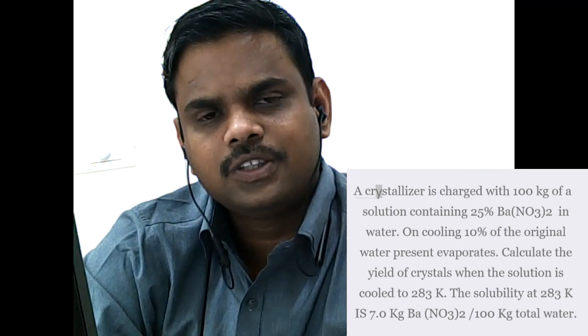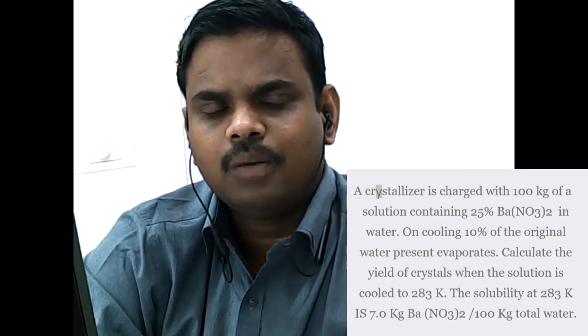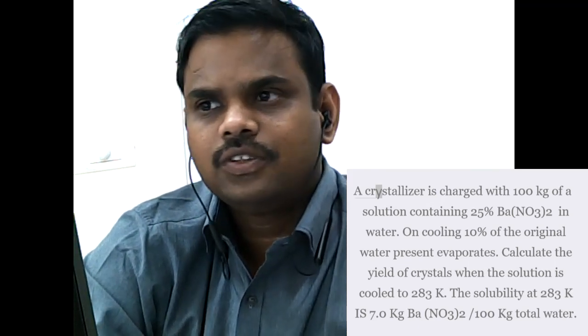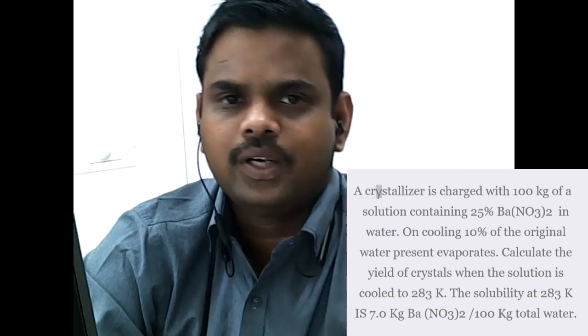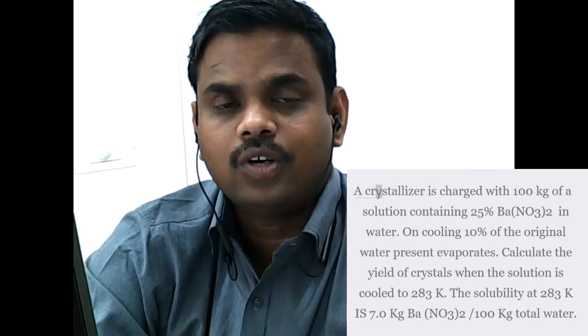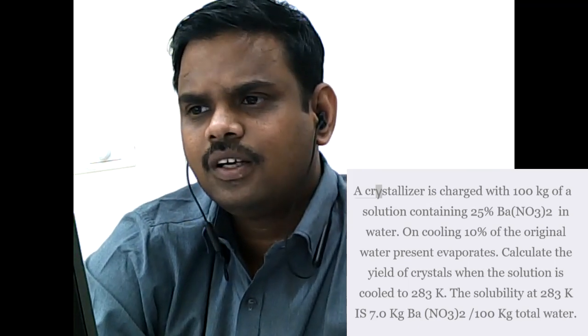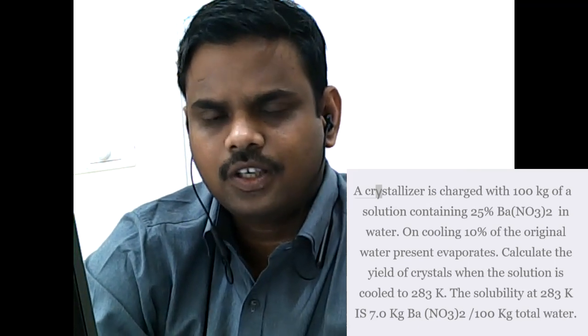Here 100 kg of feed contains 25% of the solute, and upon cooling 10% of the solvent present in it gets evaporated. So the amount of water evaporated can be easily determined. Then we have to determine the amount of crystal that is formed in this system. Try to solve it.